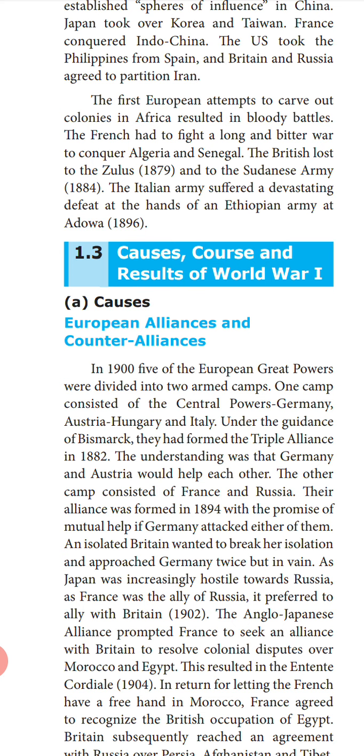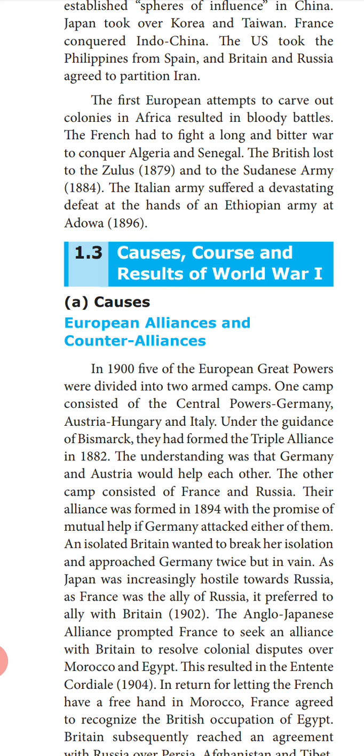Britain subsequently reached an agreement with Russia over Persia, Afghanistan and Tibet. Thus was formed the Triple Entente of Britain, France and Russia. So who were the Triple Entente country? Britain, France and Russia. Who were the Triple Alliance countries? Germany, Austria-Hungary and Italy were the Triple Alliance country. France, Britain, Russia were the Triple Entente country.